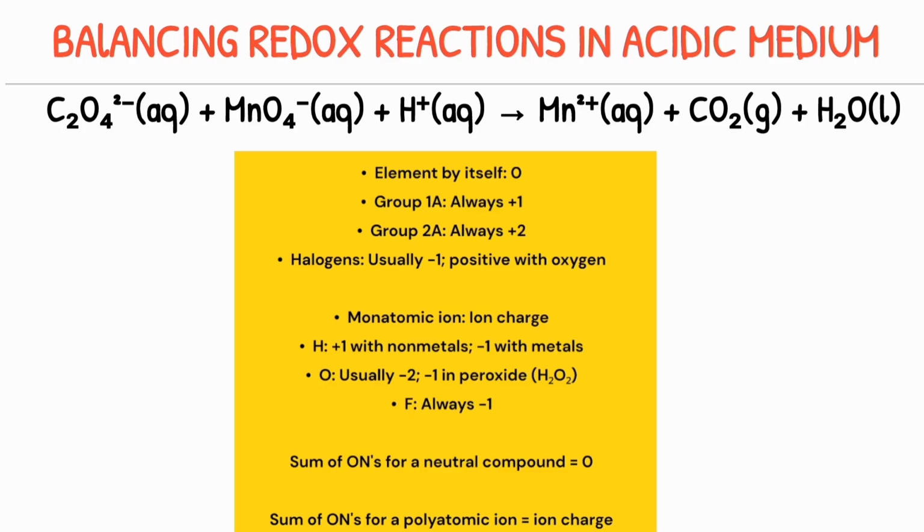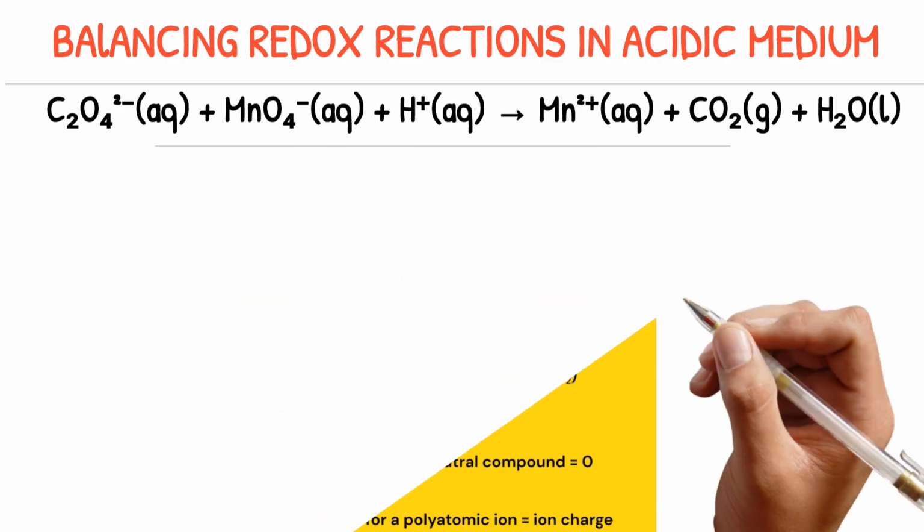And for polyatomic ions, what are polyatomic ions? Polyatomic ions are ions that are made up of 2 or more different atoms. Ions meaning they have a charge. They can either be negative or positive, and they will always take the charge of the ion.